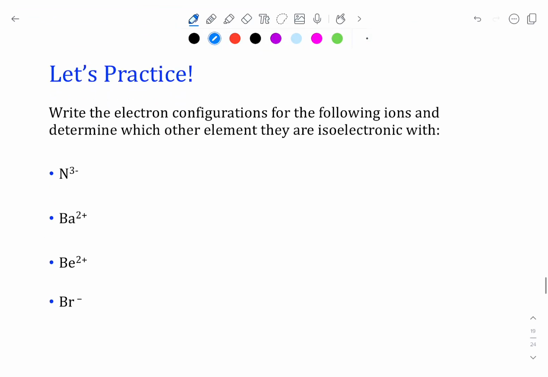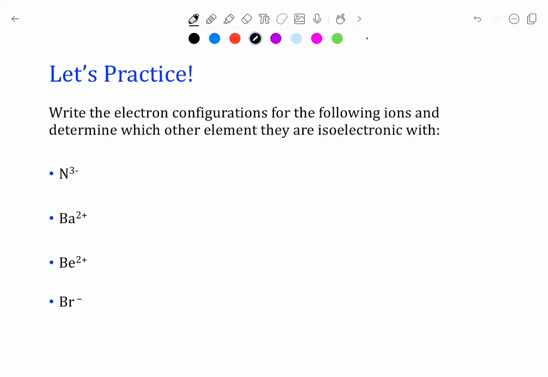So let's practice some of these. Let's write the electron configurations for the following ions and then determine which other element they are isoelectronic with. So we have nitrogen 3 minus. Our first step is to write the electron configuration of nitrogen. You may find it useful to pull out your diagram for writing electron configurations, the one with the arrows.